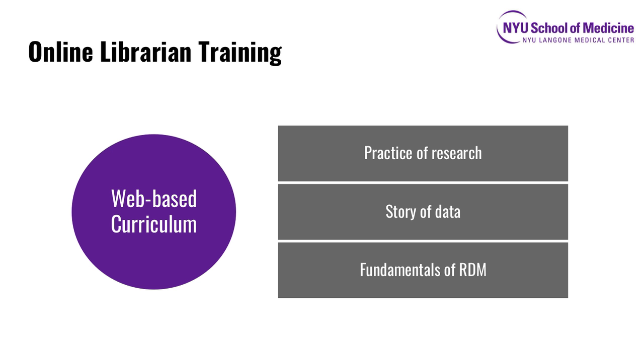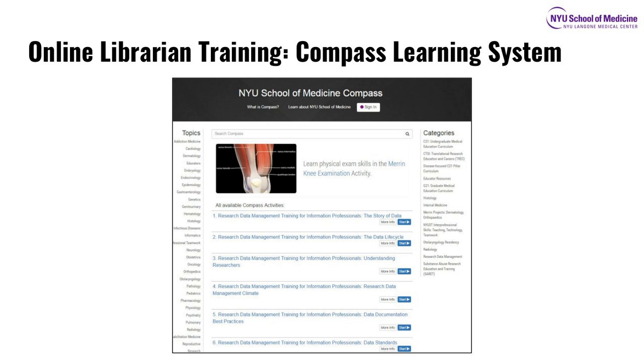In terms of our online librarian training, we provided a web-based curriculum that focused on the practice of research, explaining the story of data from different perspectives, and then working on the fundamentals of research data management. Our goal and the way we've disseminated this material is through the Compass Learning System, which is a homegrown system through NYU that anyone can use. So you can simply create an account and go through all of our modules that you'd like to use.